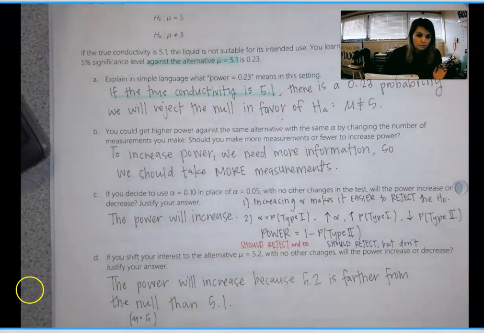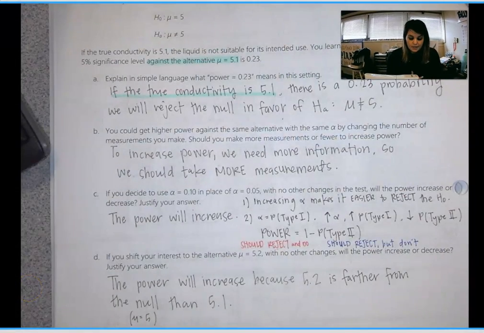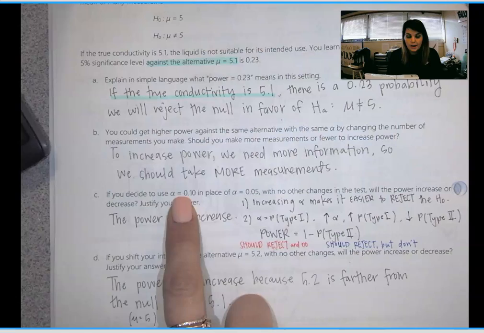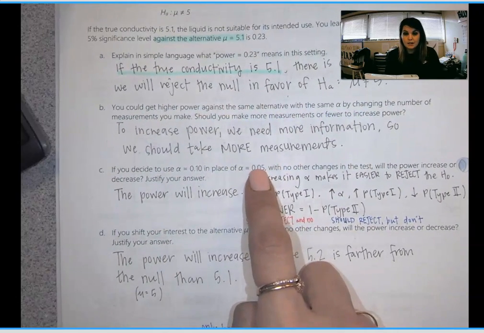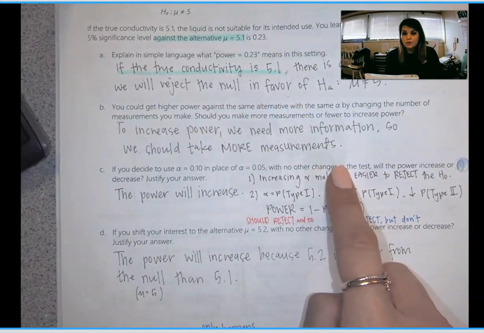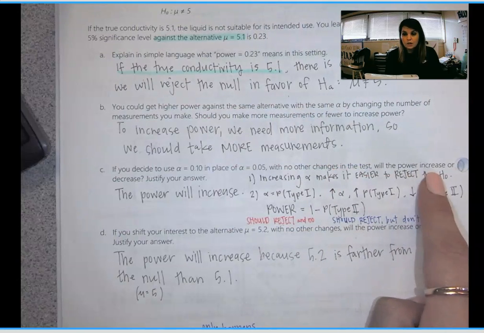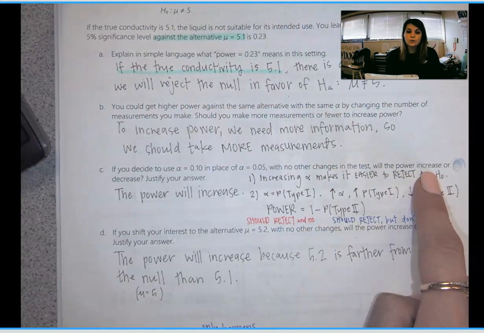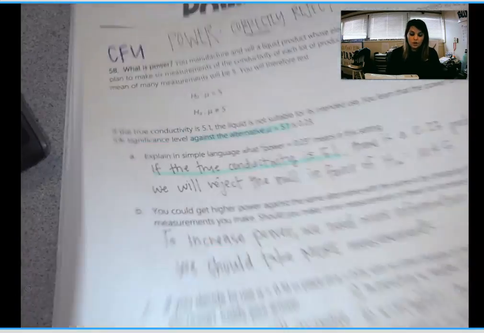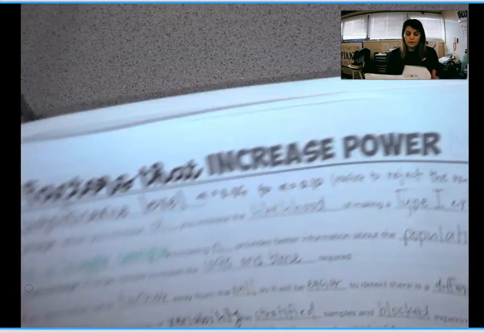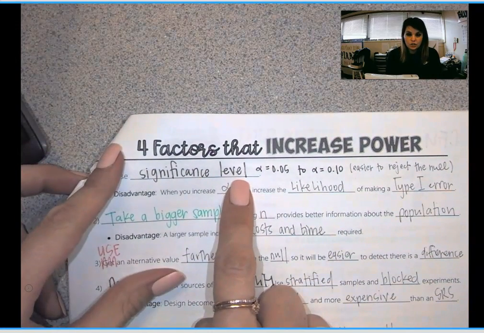Okay. So, part C says, if you decide to use an alpha of 10% instead of 5% with no other changes, will the power increase or decrease? Justify your answer. So we know that the power will increase because of this page.